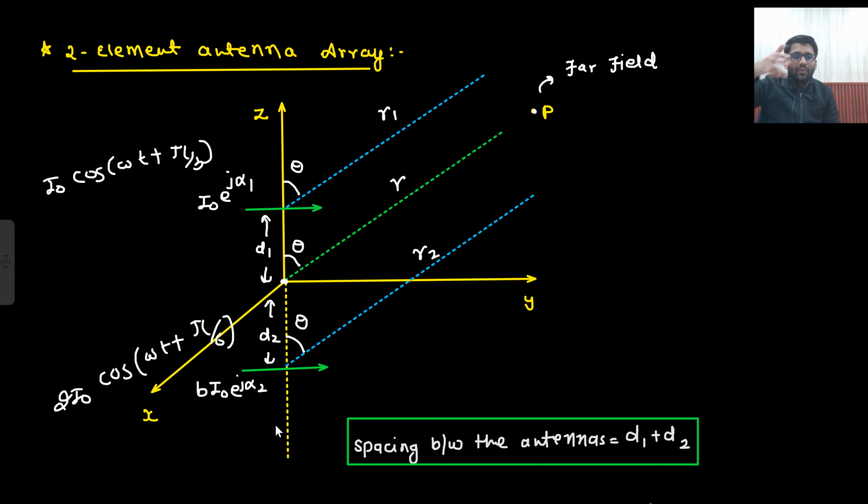So with respect to the origin, with respect to the zero phase, this is having a phase of pi by 3, and with respect to the zero phase, this is having a phase of pi by 6. This is what I am writing. Are you getting this point? And if this is having a magnitude of I naught, this is having a magnitude of 2 I naught. So I naught e to the power j alpha 1, 2 I naught e to the power j alpha 2. Current expression is clear?